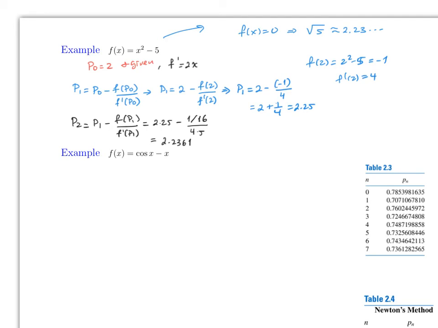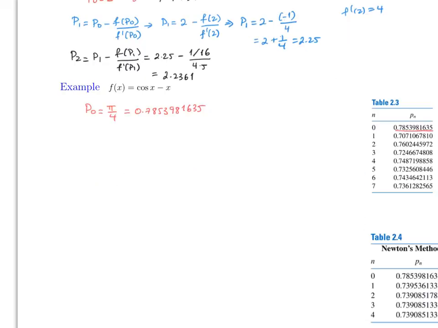All right, so let's try another example. Now the function we're trying to solve is f of x equals cosine x minus x. Here, the initial approximation, they tell you to use pi over 4, which is equal to 0.7853981635, which is technically this one right here. We need the derivative. Remember the derivative for f will be minus sine x minus 1.